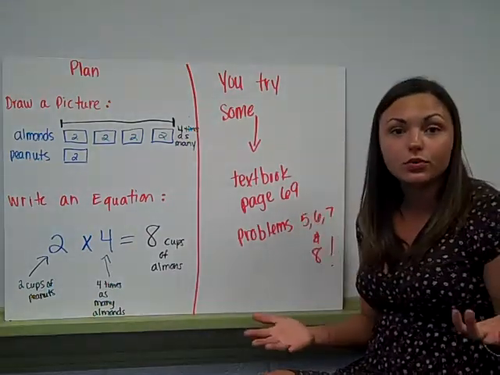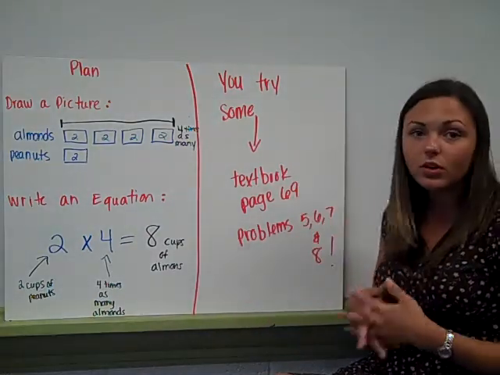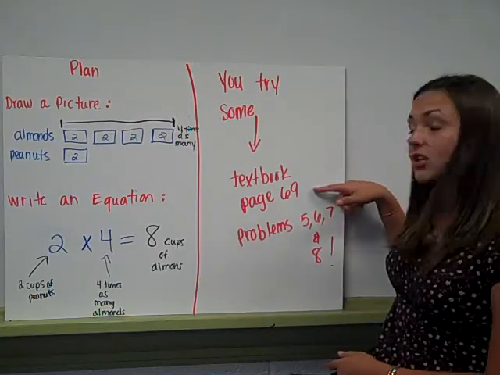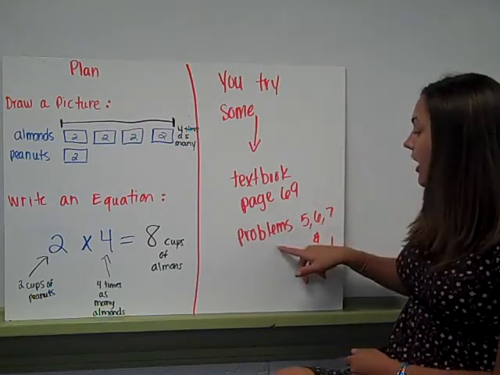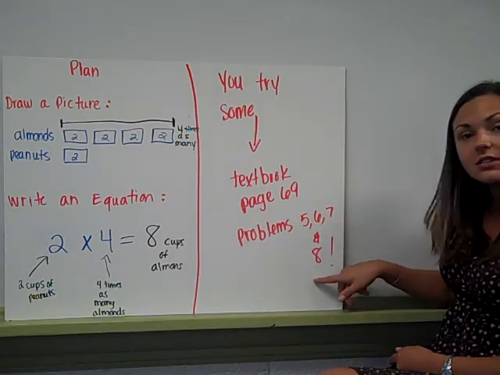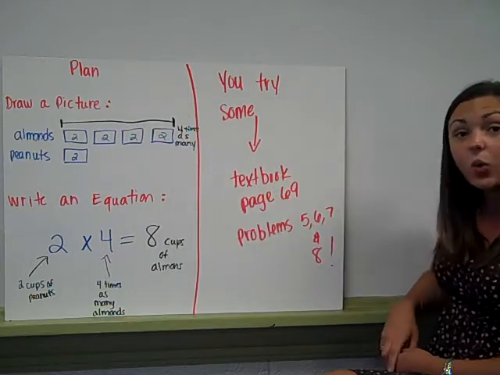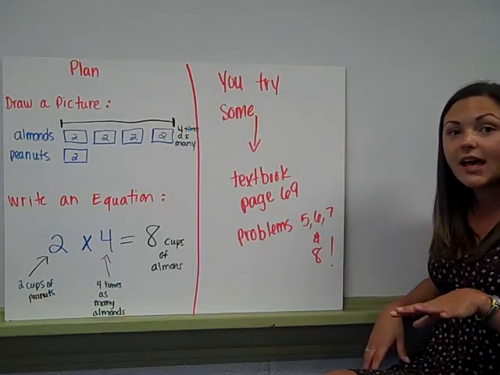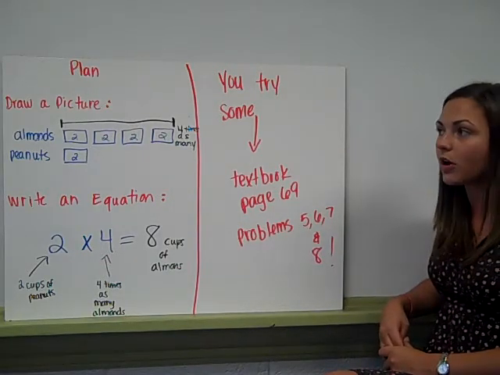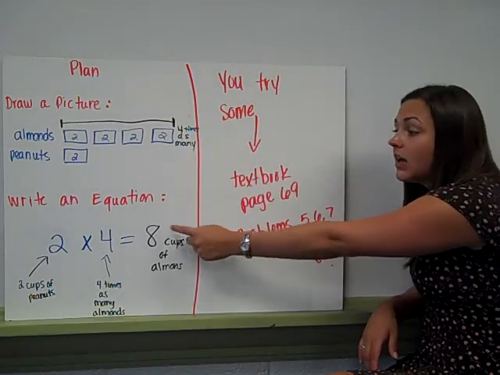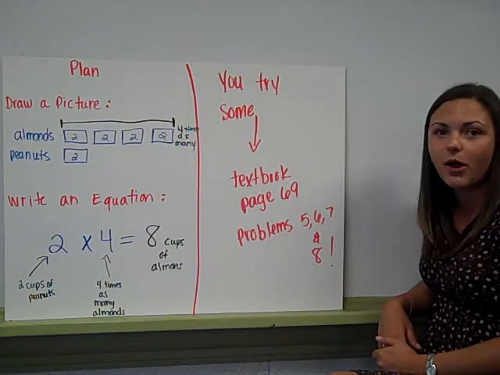So now I want you to try some on your own. Open up your book or go online to your online edition to page 69. I want you to work out problems 5, 6, 7, and 8. And please make sure that you bring me back a picture and an equation written down for me to see when I check your homework. I'm going to be checking for the picture that you drew to solve the problem and the equation that you used to solve the problem.